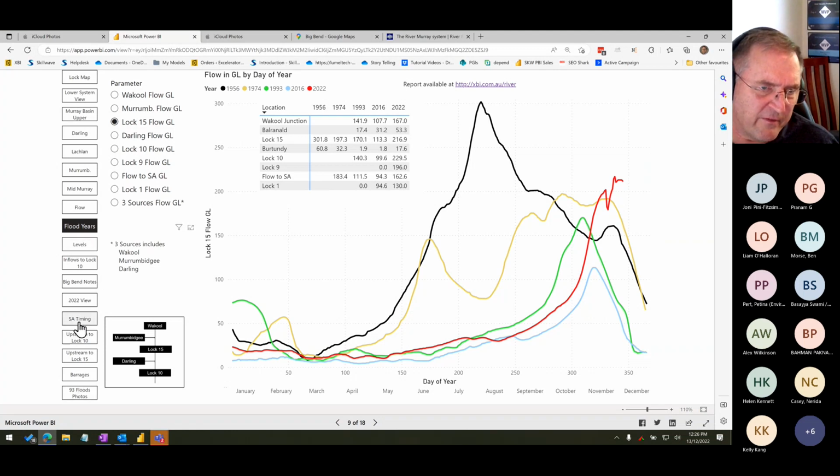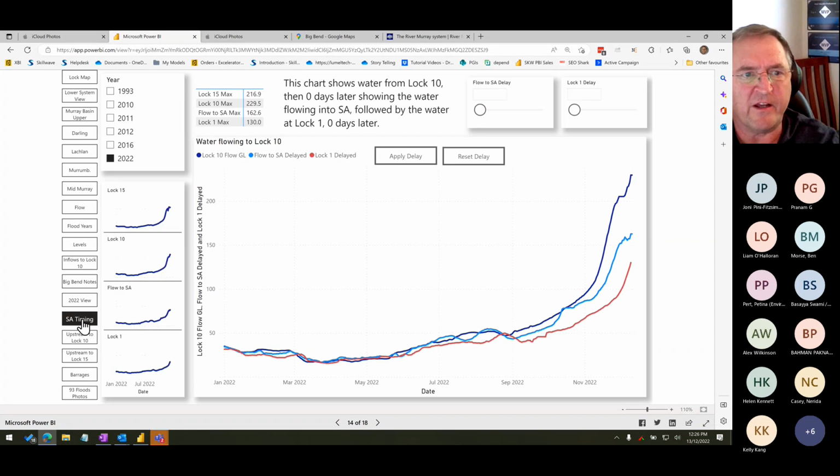There's a couple of other techniques that I used, and then I might show you some of the tips and tricks I used to actually build this report. This is a new page which I built. I think I did this just yesterday. And what I'm trying to understand now, as we get closer to the flooding event at the lower Murray, is how long is it going to take for the water to flow downstream.